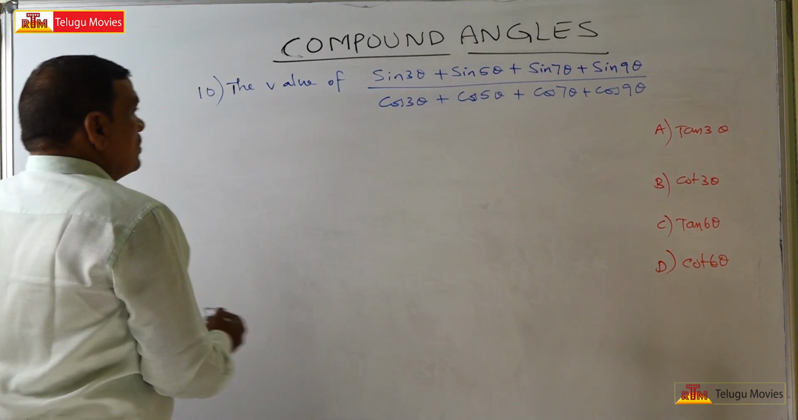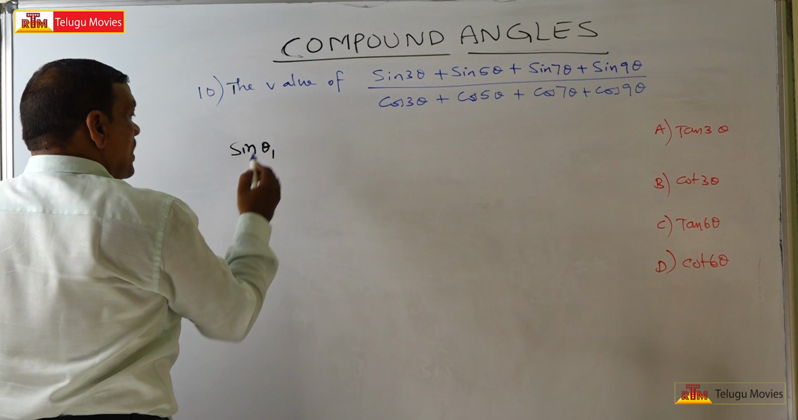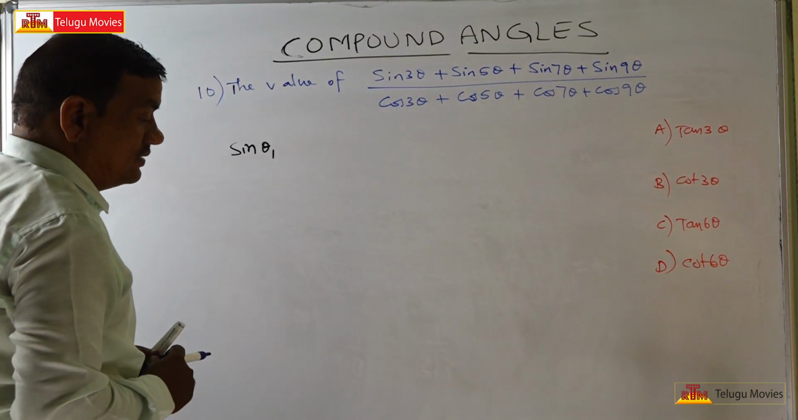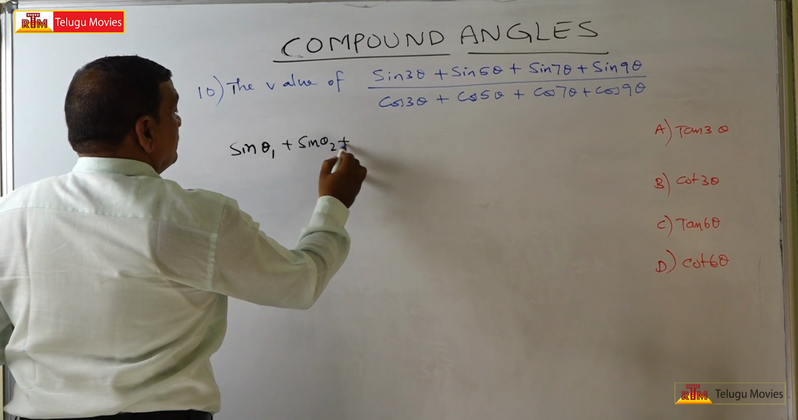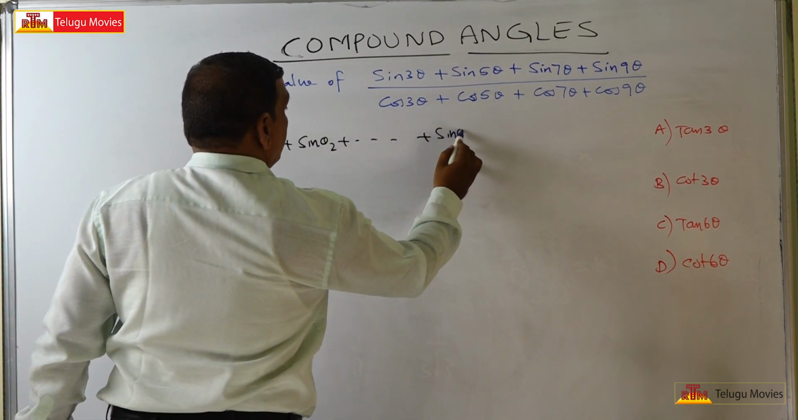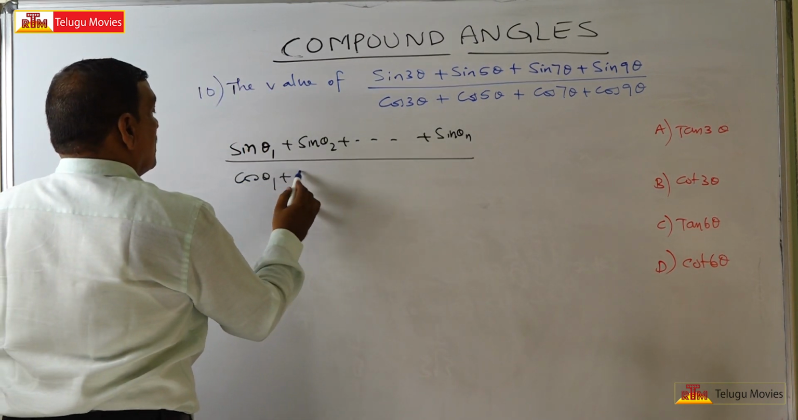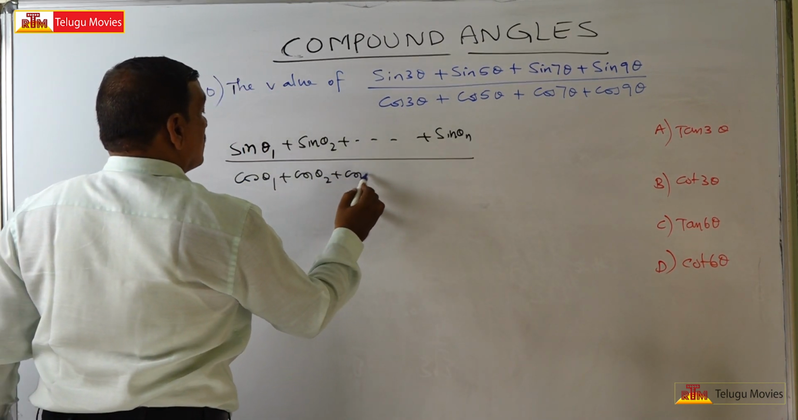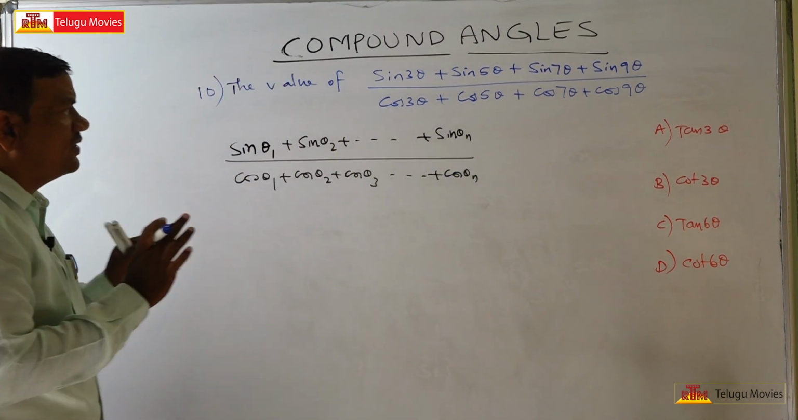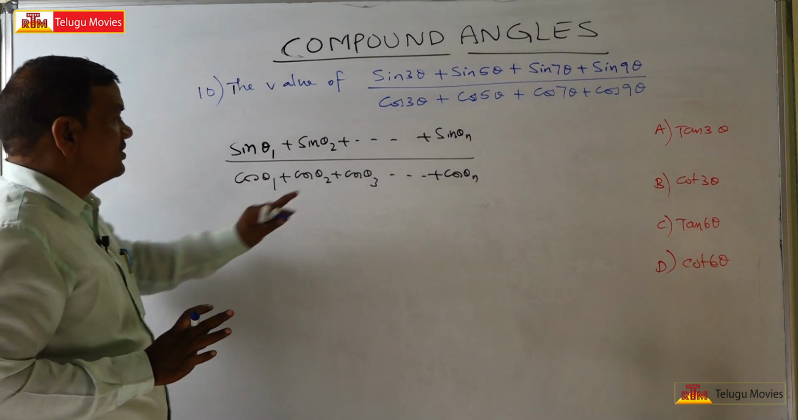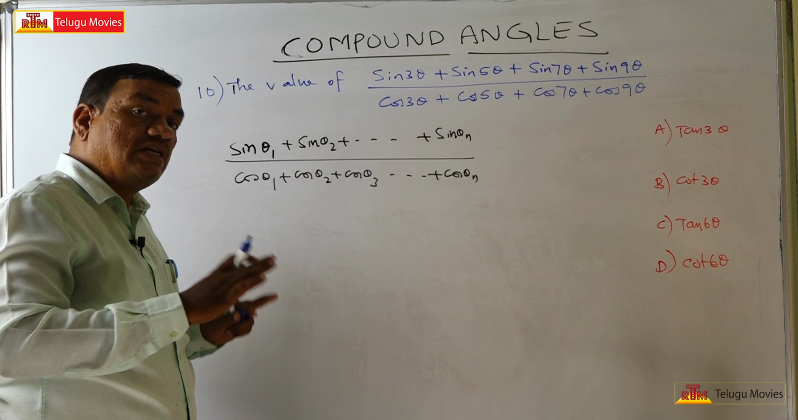The formula is this: sin theta 1 plus sin theta 2, and so on, sin theta n, upon cos theta 1 plus cos theta 2 plus cos theta 3, and so on, cos theta n. So in the numerator and denominator, the same number of terms are there. In the numerator, all sines, n terms are there. In the denominator also, all cosines, n terms are there.